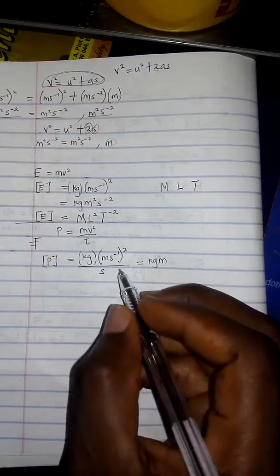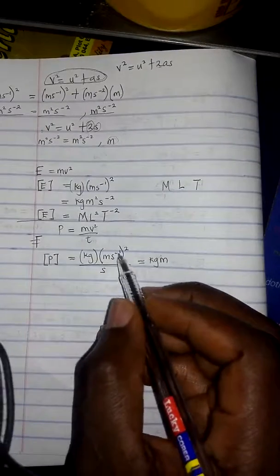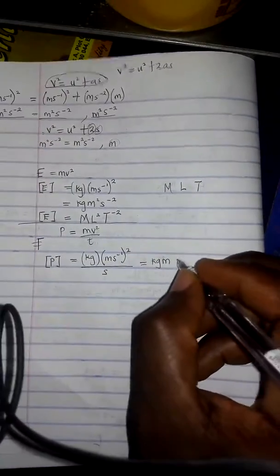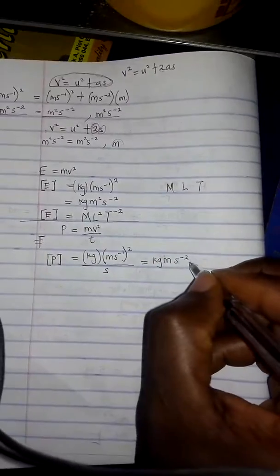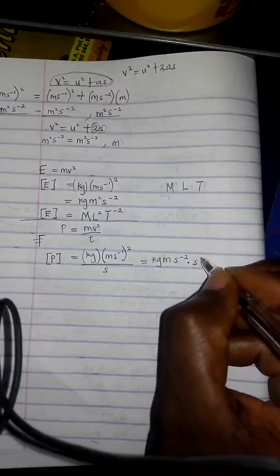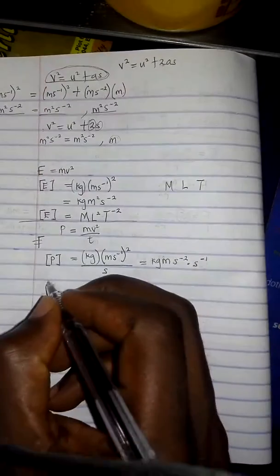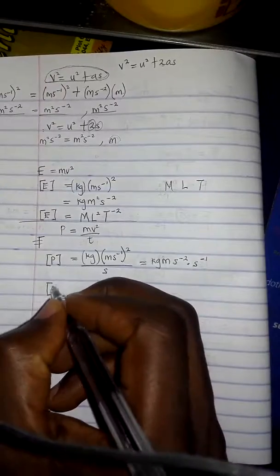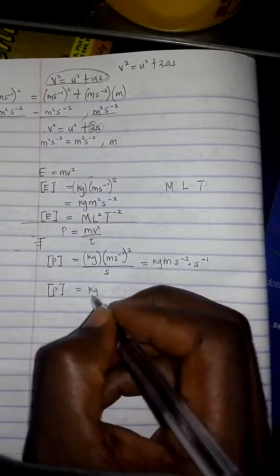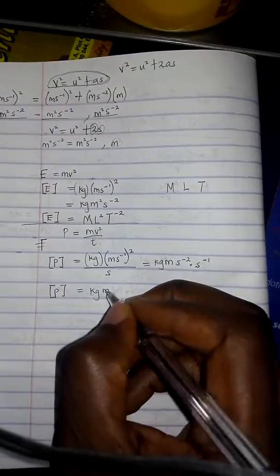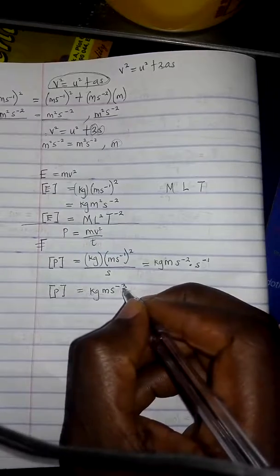So the next thing I'm putting here is M. Then I have S raised to power minus 1 all square. That's S raised to power minus 2. Then I have another S at the denominator. That's like multiplying this by S raised to power minus 1. I hope you understand that from indices. So from here this is going to be the dimension of P. In terms of the fundamental units, let's conclude that it's going to be kilogram meters per second to minus 3.